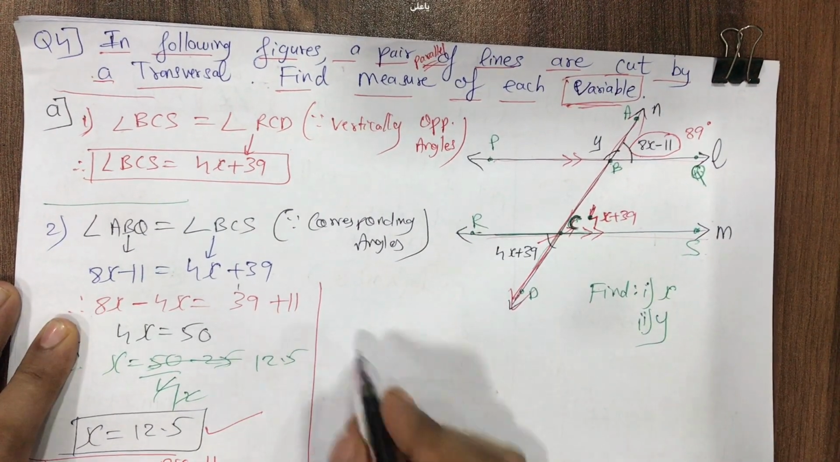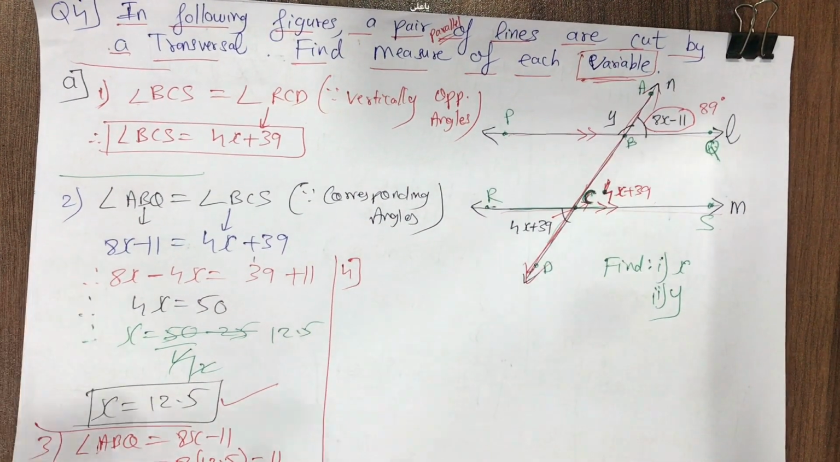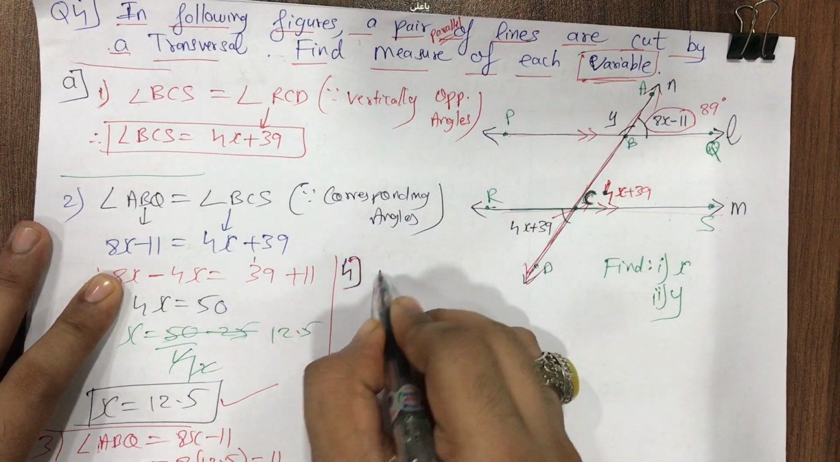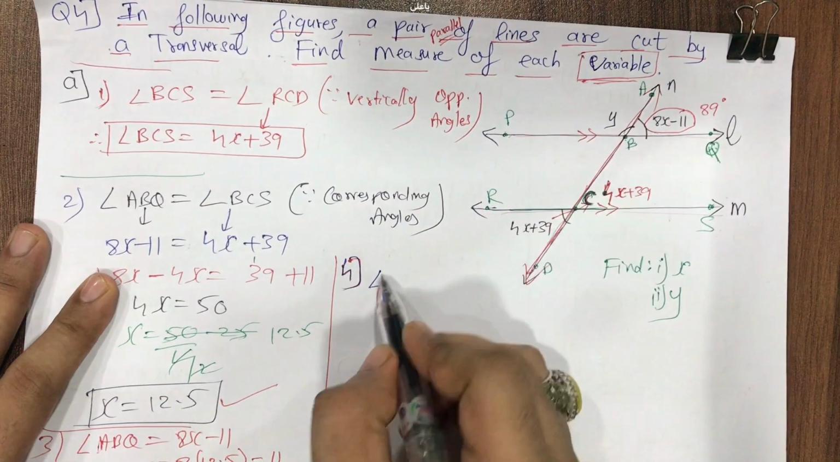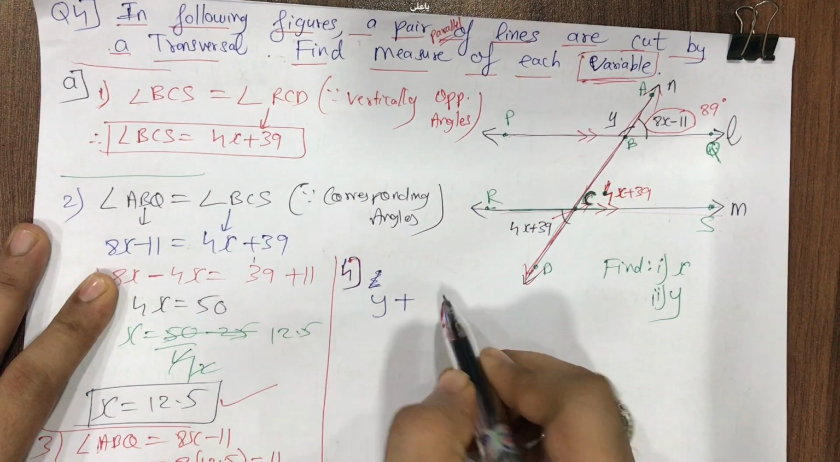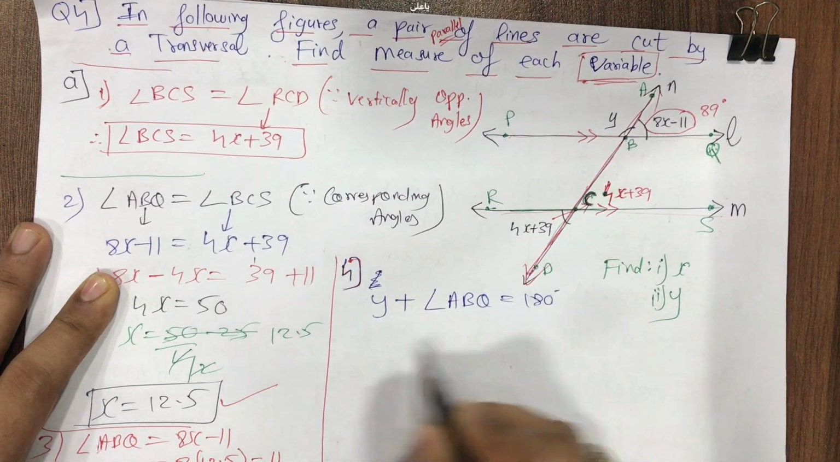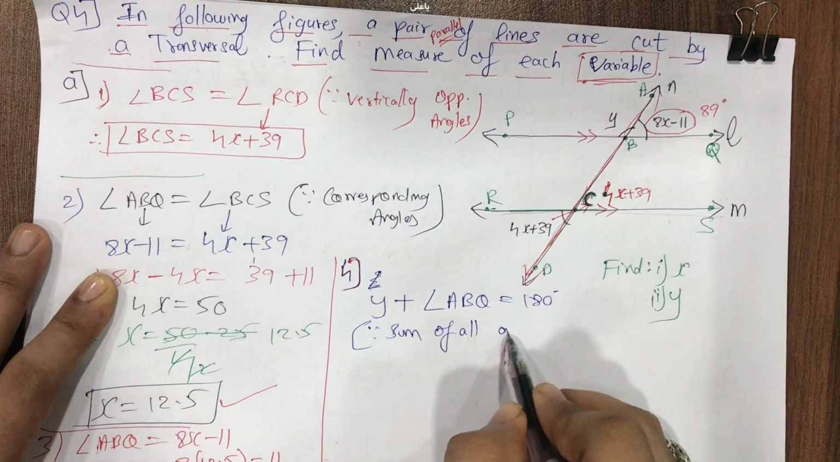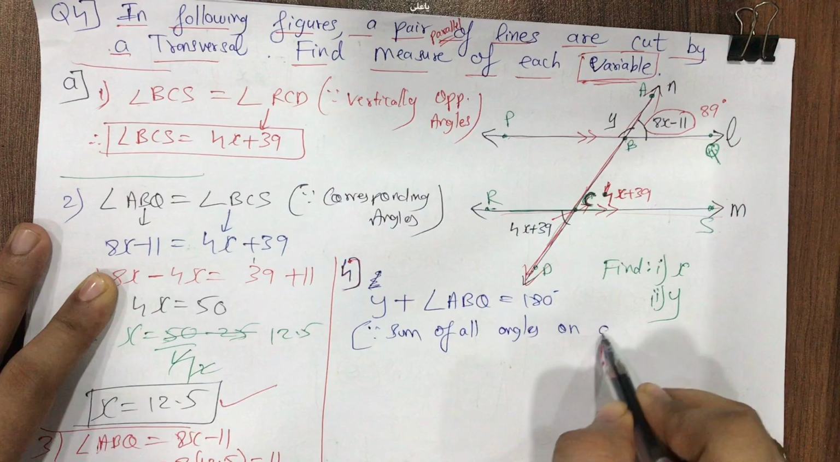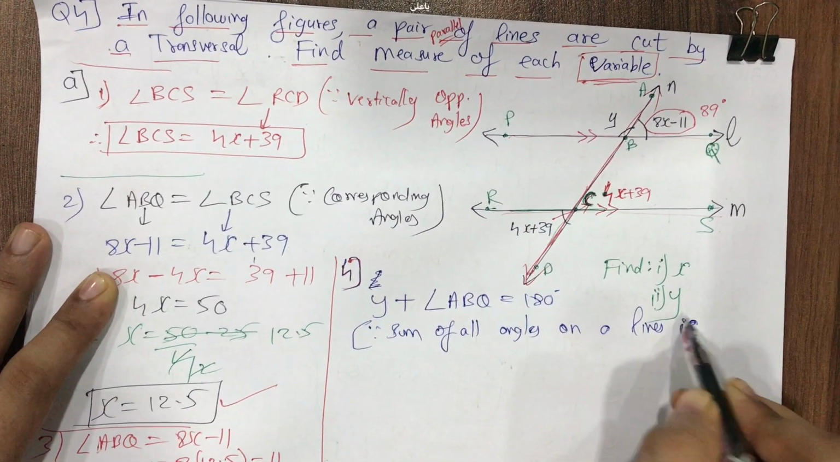So now you will not divide the page like this. You will do one below another. I don't have place, that's why I'm doing it. Fourth step, please. What is the name of this y? Either you can write y or ABP. I'll write y only, it's easy. y plus angle ABQ is equal to 180 degrees. Reason: sum of all angles on a line is 180 degrees.